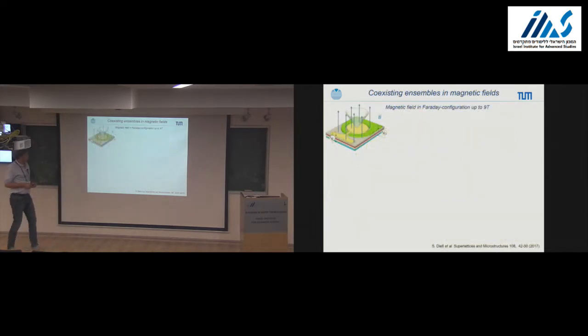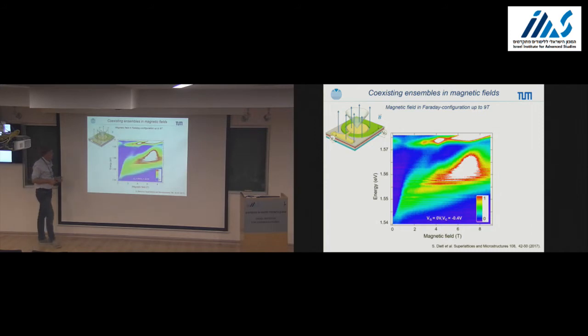The first experiment I want to show you is where we utilized a magnetic field up to 9 Tesla in the Faraday geometry. That means perpendicular to the plane of the excitons. And this is what we saw at 4.2 Kelvin.